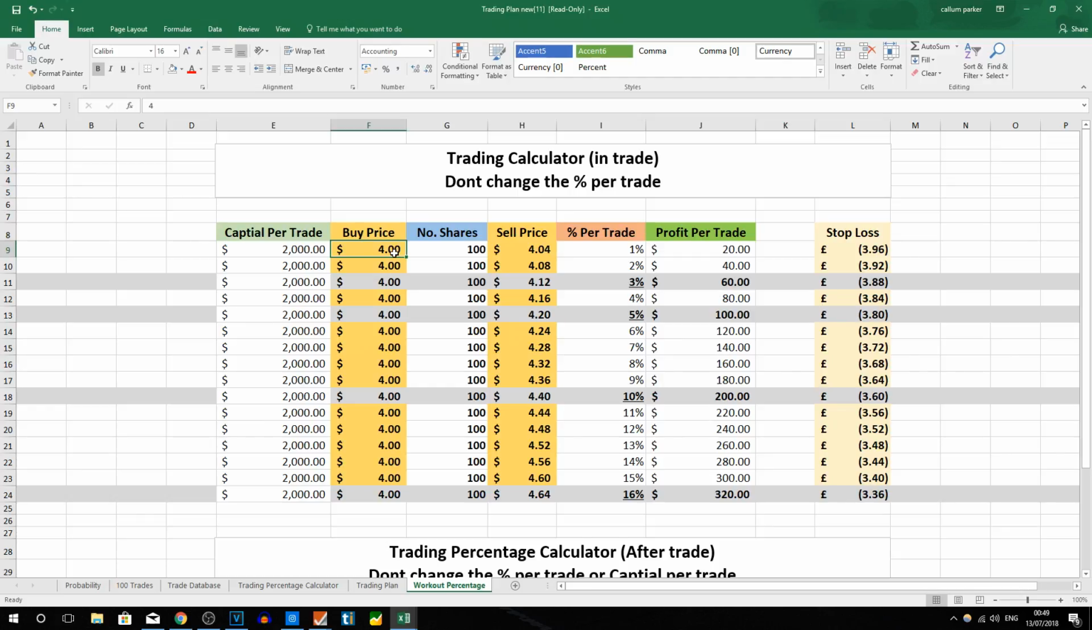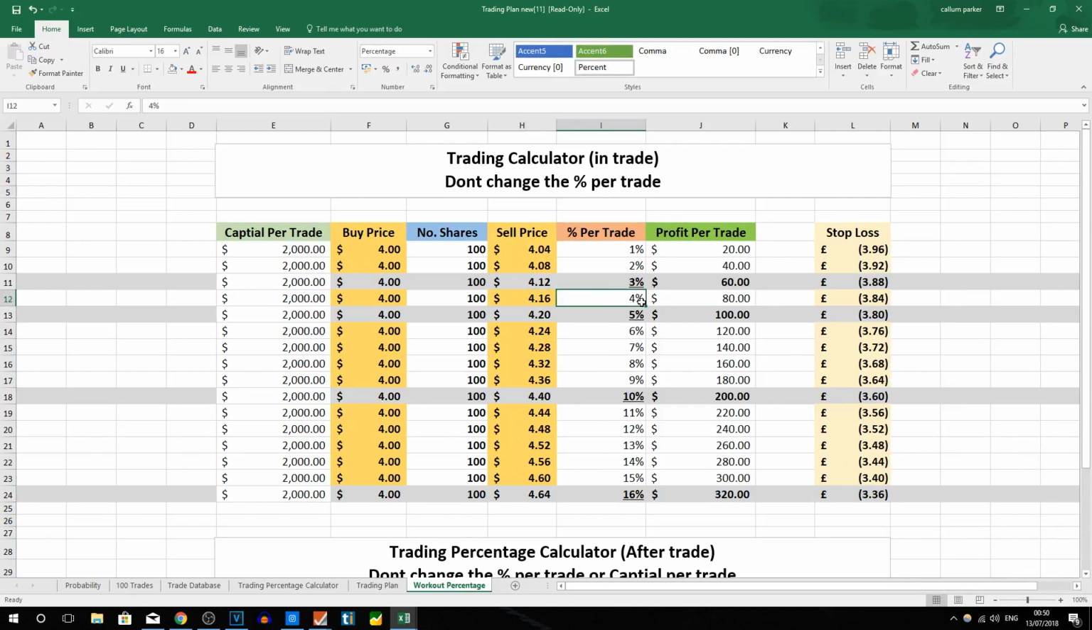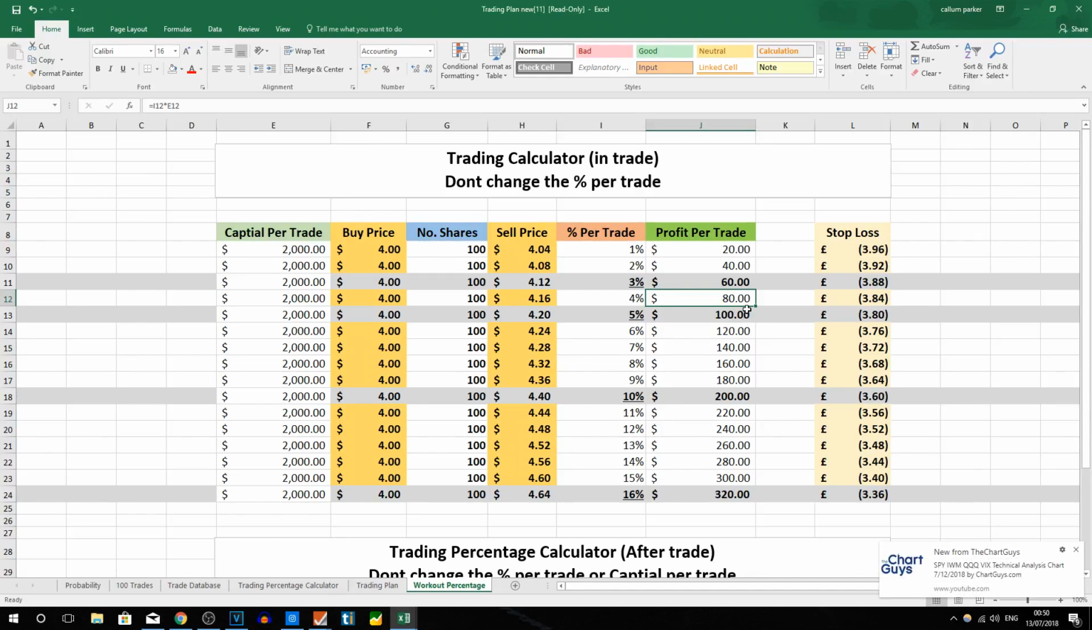So I buy in at 4. I want to make 4%. Well, 4% is down here, so basically I need to sell at 4.16. So I need to sell at 4.16 to make 4%. Well, how much profit will that be? That'd be $80. And then I know mentally I don't really want to be losing any more than $30 to $40 on this trade, which would be 2 to 1. So risk 40 to make 80.